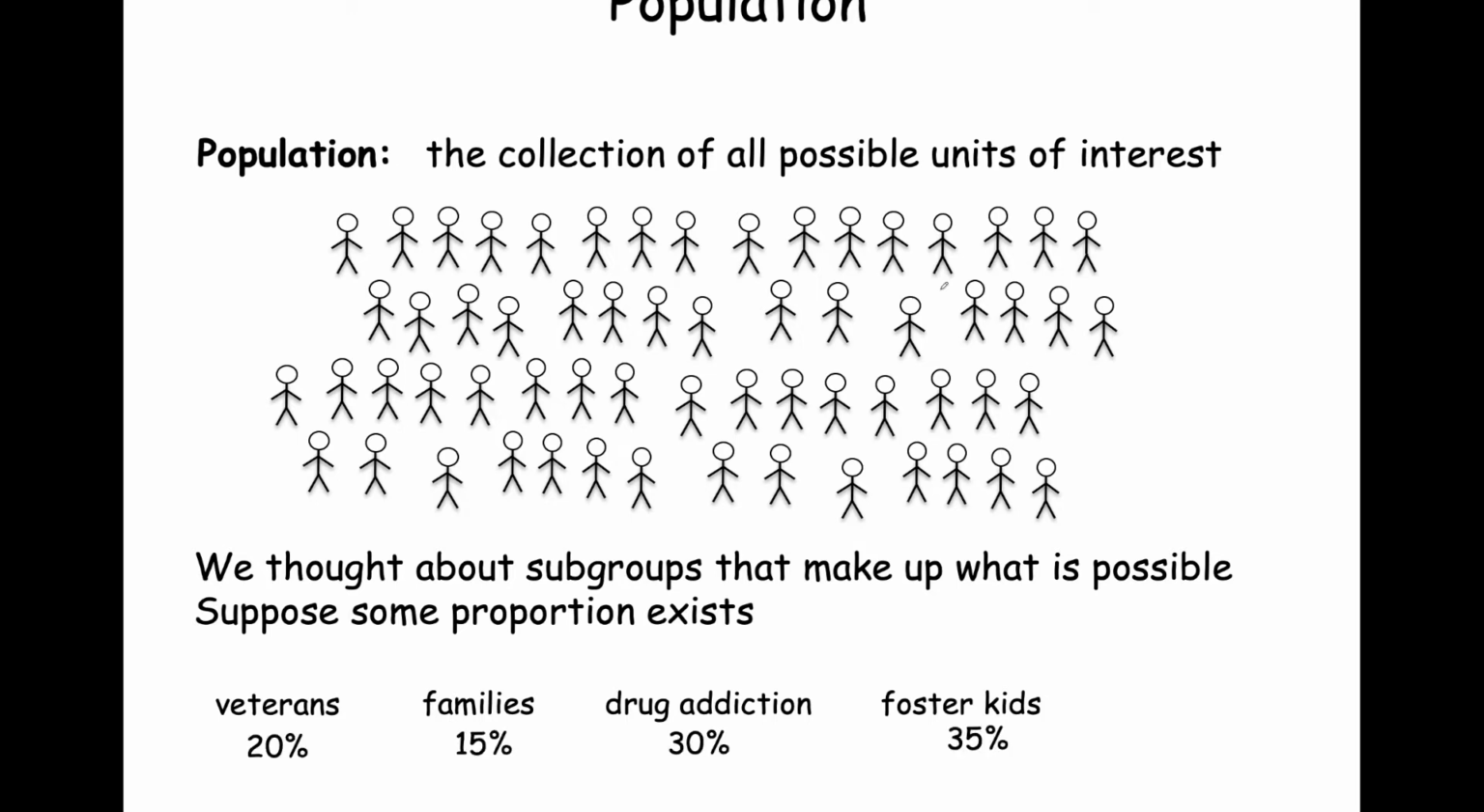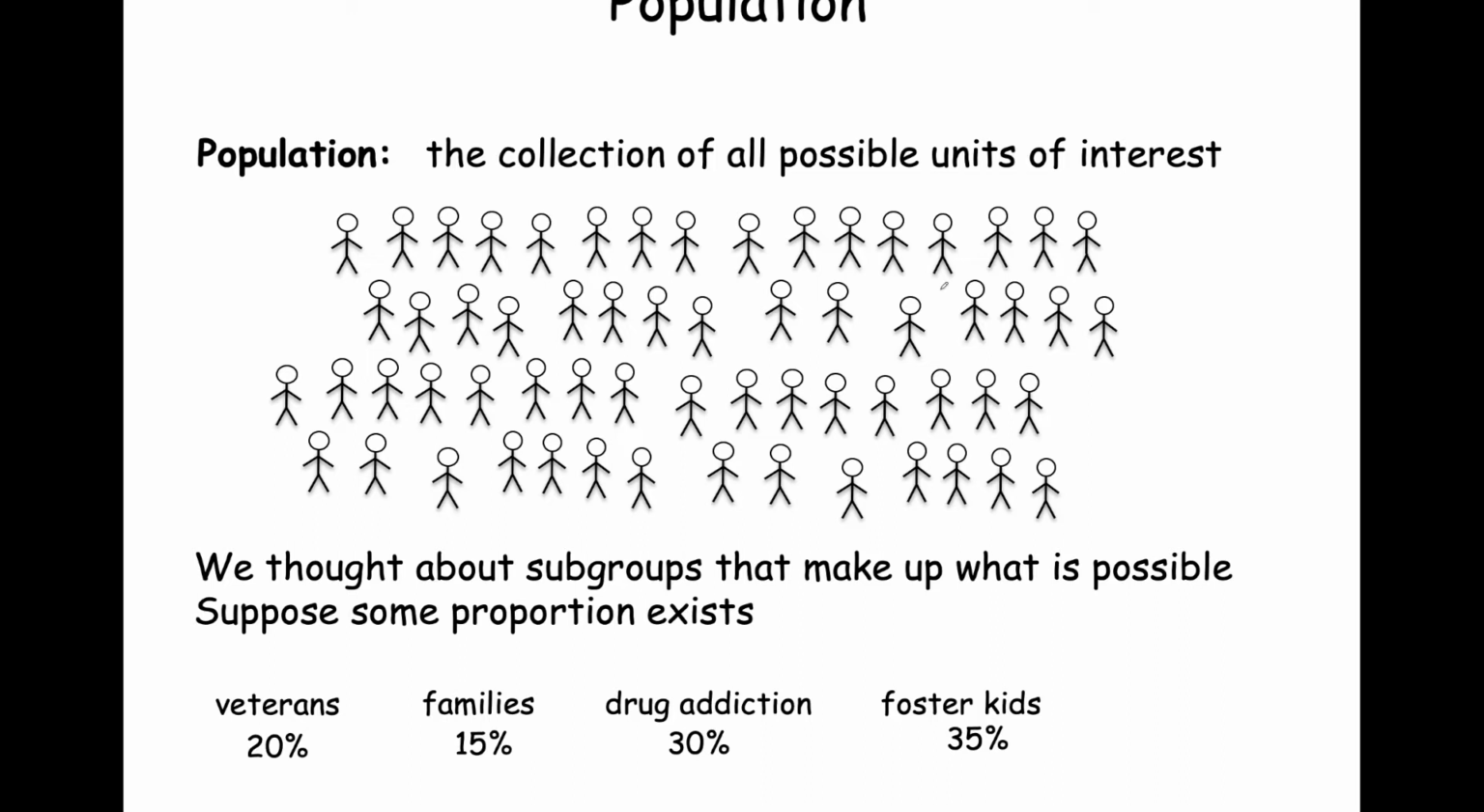Now, I just made these numbers up. We have veterans, 20% of the population, families 15%, drug addicted is 30%, foster children aged out is 35%. And hopefully this adds up to 100. That's 30, 35, 65, 75, 80, 20, it's 100. Yes, it adds up to 100.